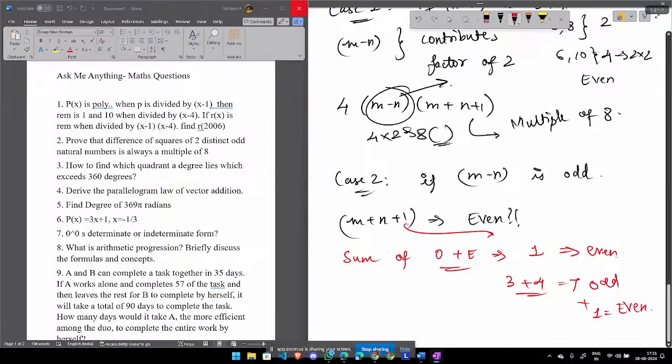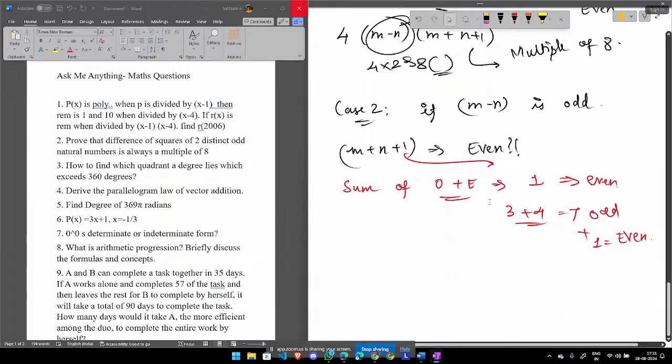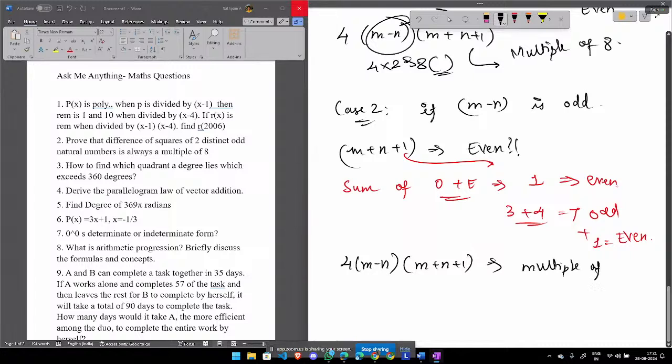Basic common सी बात. Now, if this term is even, so what would happen if I'm multiplying 4 into any even number? It would again be a multiple of it. Got it? What would happen? My 4 into m minus n into m plus n plus 1 would again be a multiple of 8. Okay, so therefore what can we conclude? We can conclude that the difference of squares है ना, जो a square minus b square हमारे जो दो terms थे, which are our two distinct odd natural numbers, they would always be a multiple of 8.